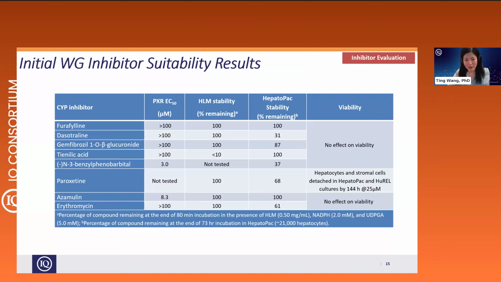However, interestingly, in HepatoPac stability, cannabinic acid, unlike in HLM, is pretty stable. With this experiment result, we designed the replenishment schedule. So for viability, at the end of the incubation, we tested the cell viability. As we can see, other than paroxetine, the other inhibitor and substrate pairs show no effect on viability. However, the original selection of the paroxetine concentration, which is 25 micromolar, showed hepatocyte detachment in both HepatoPac and HuREL. Based on the observation, we decreased the paroxetine concentration in the formal assay. Next slide, please.